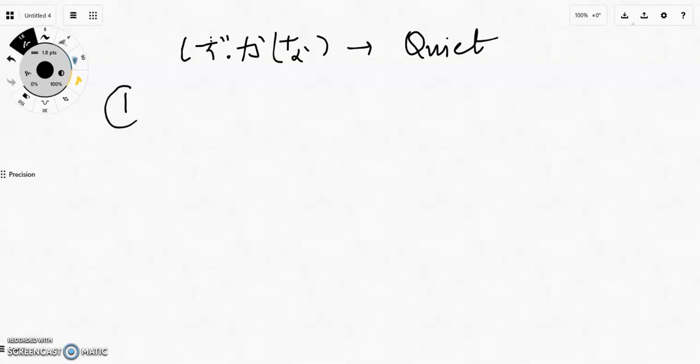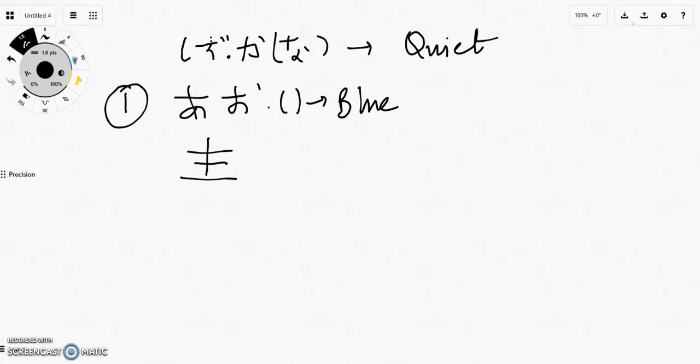The first one is something we would have studied in our N4, right? That is aoi. Ao is blue, right? Aoi is blue. So you know how to write that. This is just a brush and the moon. Together it is ao. Ao is blue.